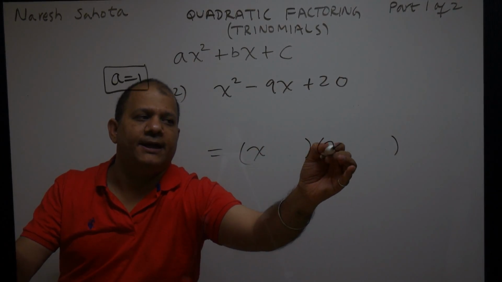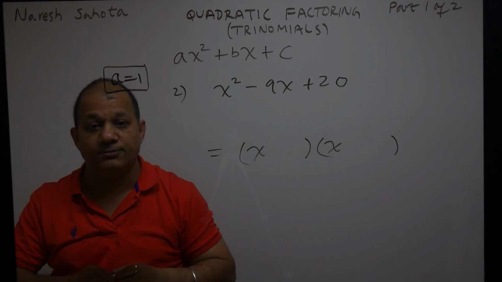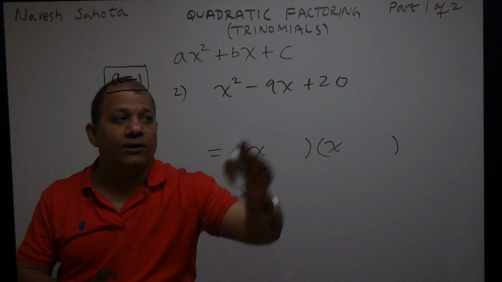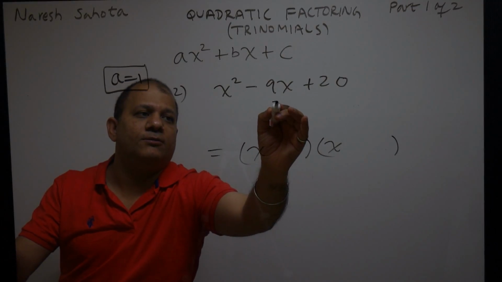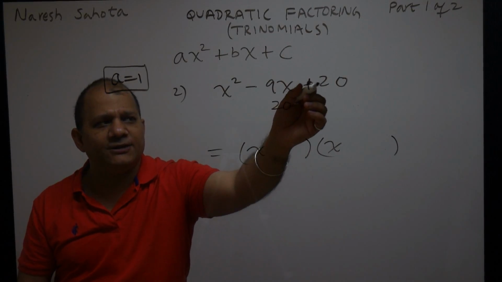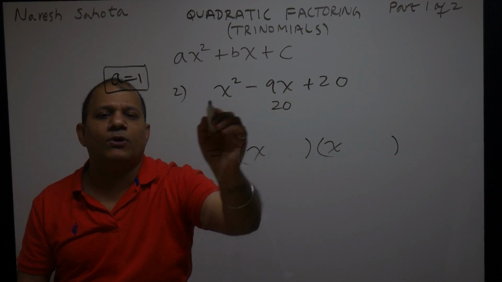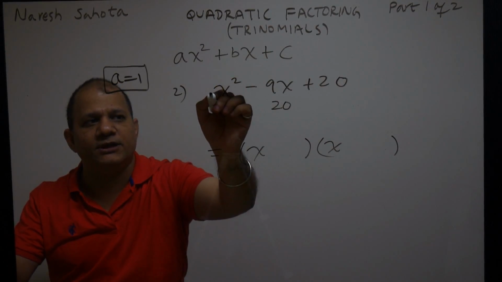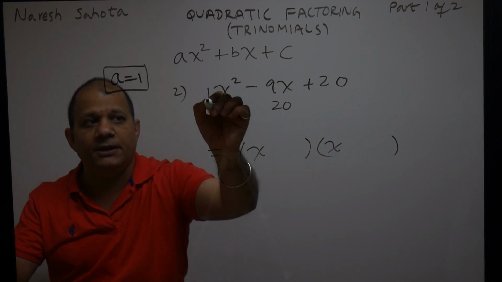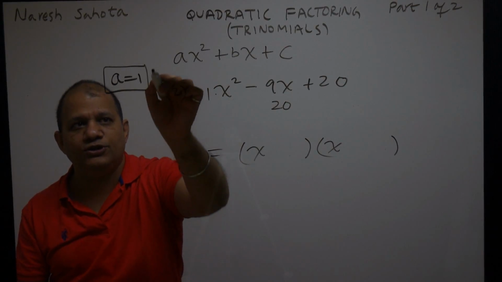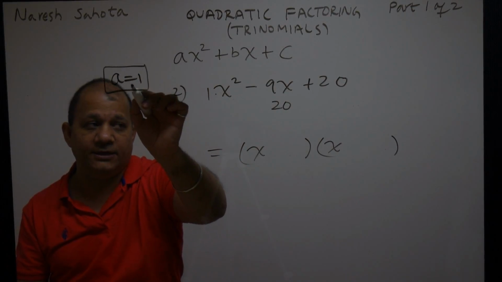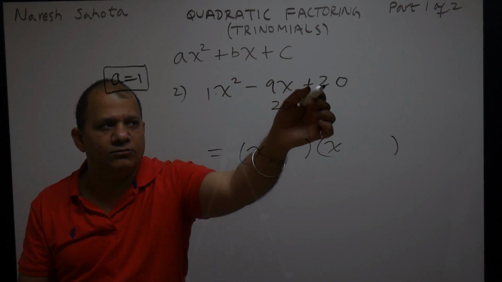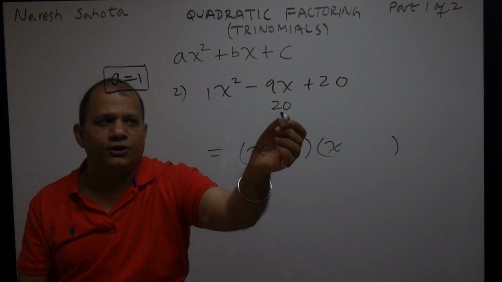So we'll have x and x as the first terms in both brackets, because x times x will give us x squared. Now copy the last term, which is 20. Actually, what I want to mention is that with the 20, we always actually multiply it with the coefficient of the x squared term, but that happens to be 1, which is why I have made a note here that a is 1. So what's 20 times 1?